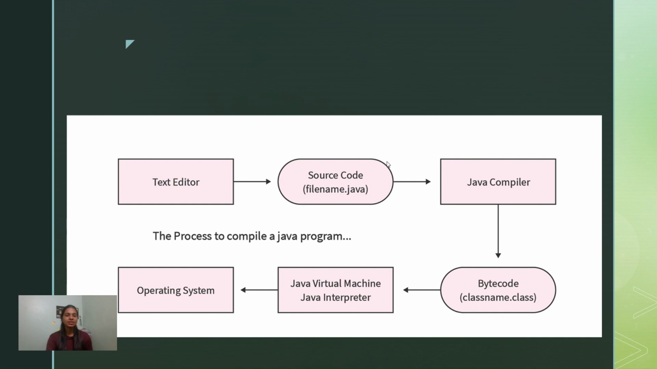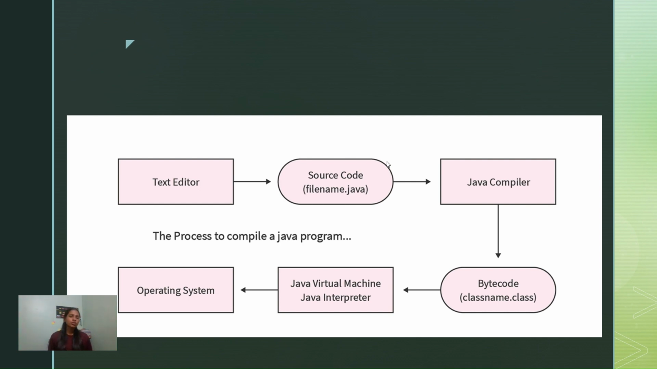What internally happens is that we have to save the textual source code with the extension .java. That .java code is compiled by the Java compiler and converted to bytecode. That bytecode is saved with a .class extension, and the .class file is further converted to machine code by the JVM, which contains an interpreter that converts our bytecode to binary code, which is understandable by the operating system.